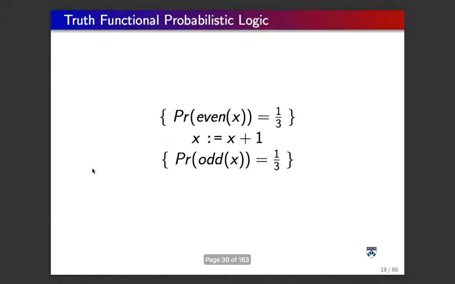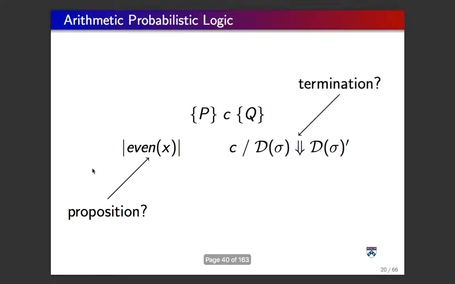So for example, we might say that as a precondition, if the probability of x being even is 1/3, then when we increment x, after that, the probability of x being odd is going to be 1/3 again. Straightforward enough.